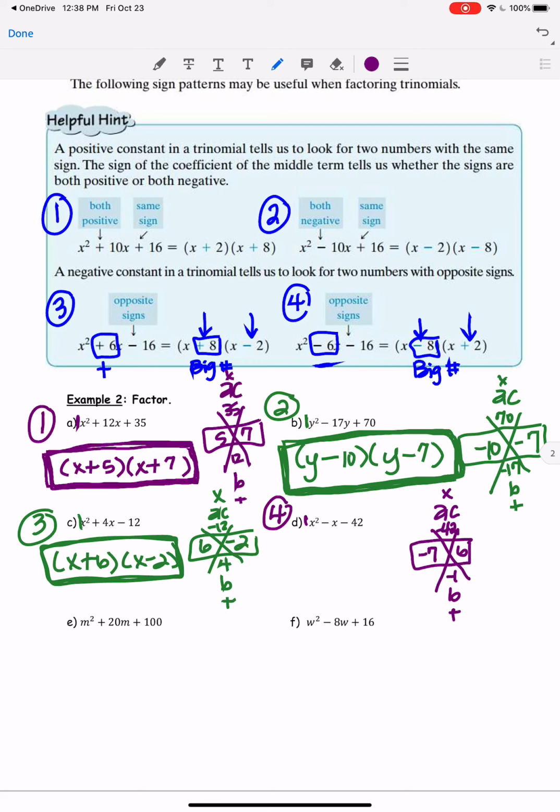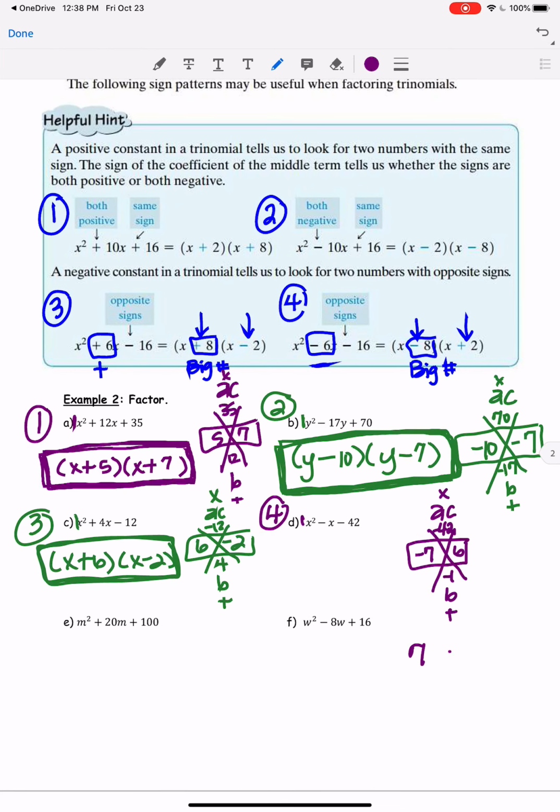Watch those signs again. If you switch those signs and you give me a 7 and a negative 6, well, when you add those together, you get a positive 1. Because it needs to be negative 1, my bigger number needs to be negative. So x minus 7 and x plus 6.